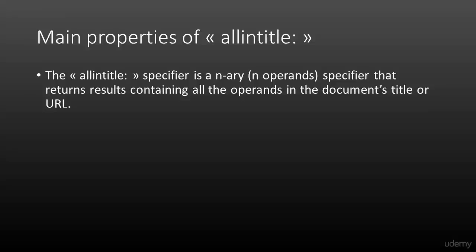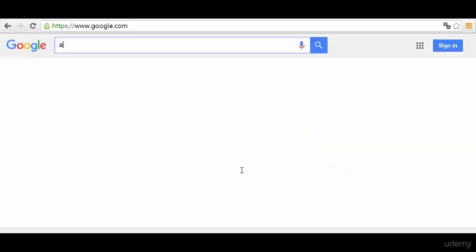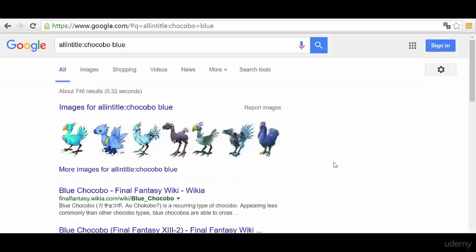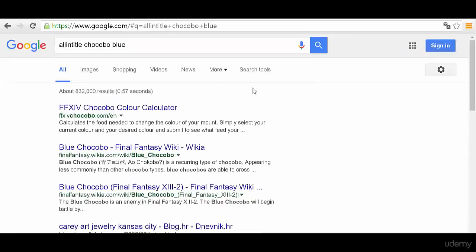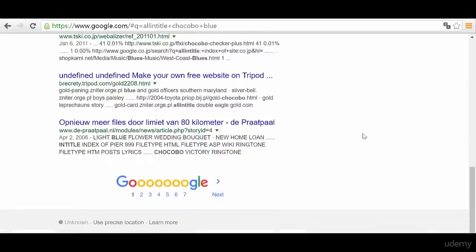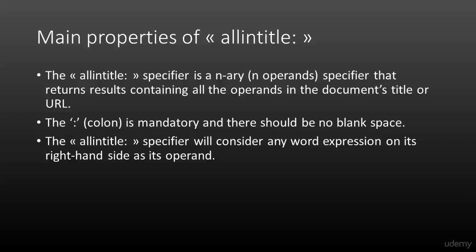The allinTitle specifier is an NRE specifier, it can take any number of operands. It returns results that contain all the operands in the document's title or the URL. The colon is mandatory and there should be no blank space. The allinTitle specifier will consider any word expression on its right-hand side as its operand.